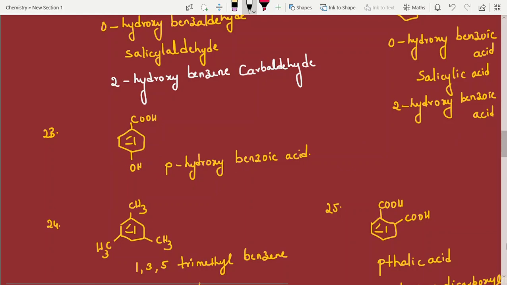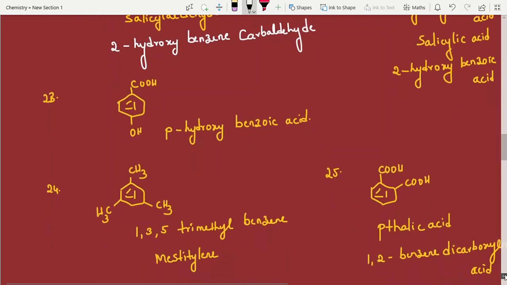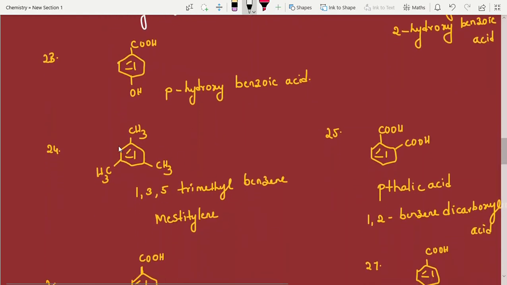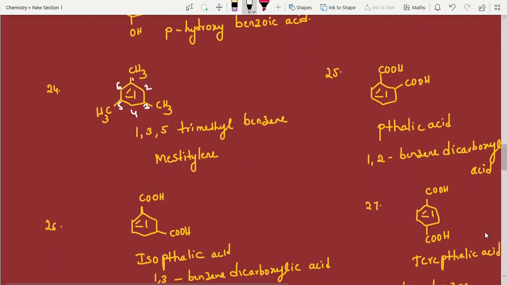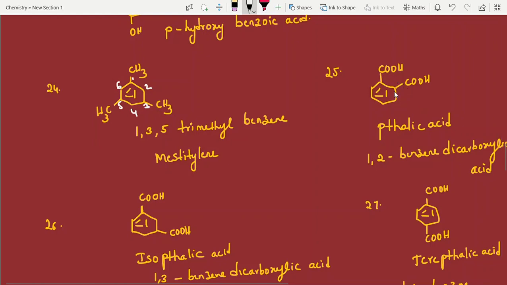Now next one. Next one, 1,3,5 trimethyl benzene. This is first position, second position, third position, fourth position, fifth position, sixth position. 1,3,5 trimethyl benzene, we call it mesitylene. And this is phthalic acid. This is 1,2 benzene dicarboxylic acid, we call it phthalic acid. See here, first position, second position.